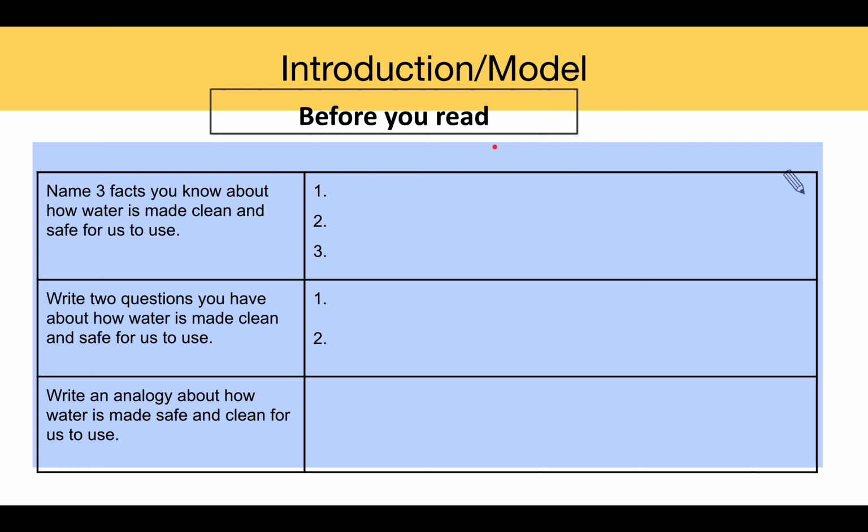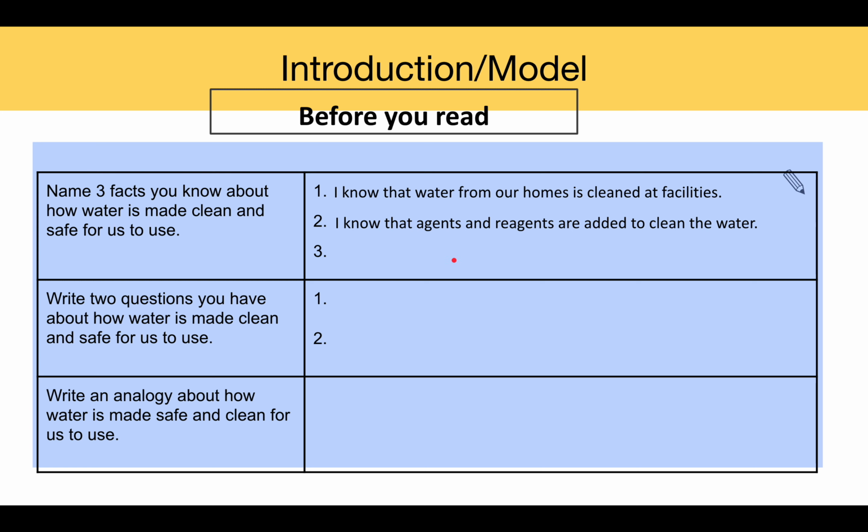Introduction, before you read. Name 3 facts you know about how water is made clean and safe for us to use. Well, the first thing that I know is that water from our homes is cleaned at facilities. I also know that agents and reagents are added to clean the water. And I also know that clean water is sent back to our homes.